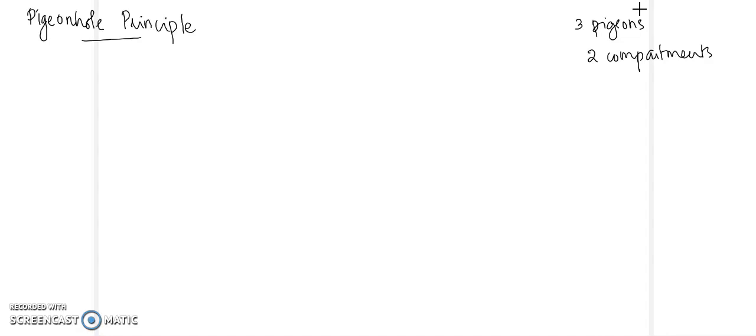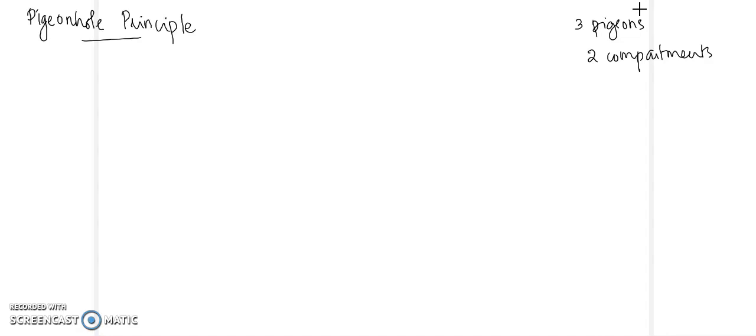Either all the pigeons go into one compartment, or one pigeon goes alone. In that case, in the second compartment there will be 2 pigeons. So whatever way your pigeons occupy the compartments, there will be at least 2 pigeons in one compartment. So that is the simplest idea of the pigeonhole principle.